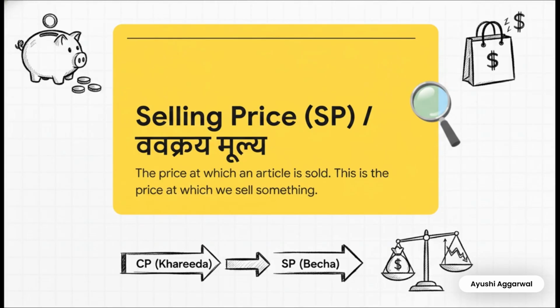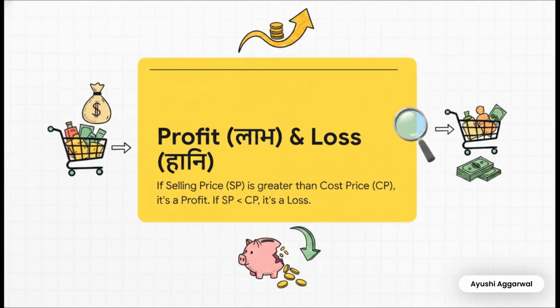And right after the cost price, we have the selling price, or SP. This is, you guessed it, the price at which we sell that same item. So it's simple. We bought at one price, the CP, and we sold it at another, the SP. And the relationship between these two is what decides if we made money or lost it. And that brings us to our main concepts, profit and loss.